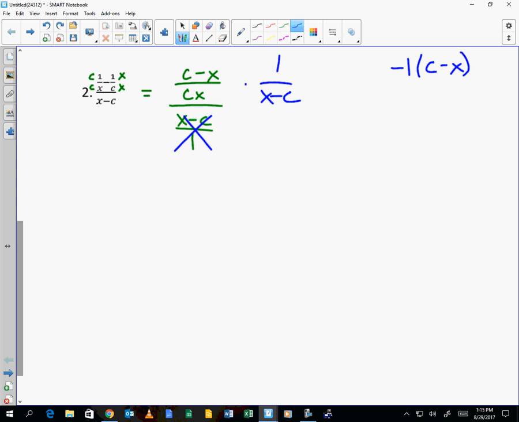So here's how I show my work, and this is how I'll understand what you're doing if you choose to do this. Okay? So if I take out a -1 and then cancel them off, I know that you did what you were supposed to do. Does that make sense? Everybody okay with that step? So my final answer is then 1 over negative cx.